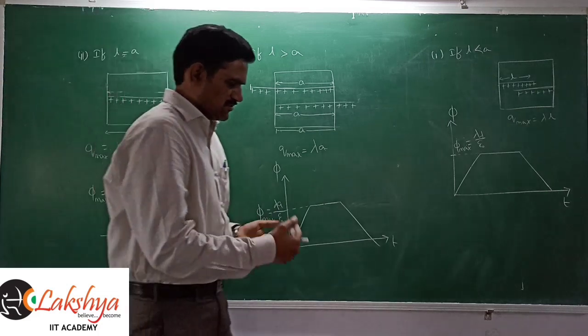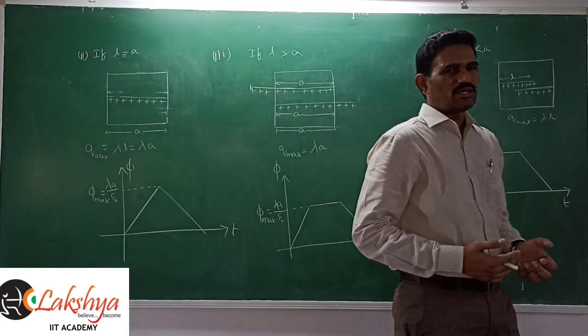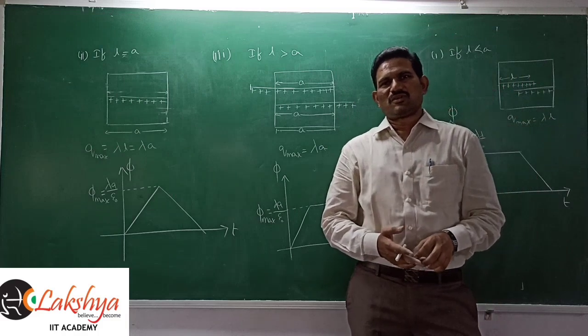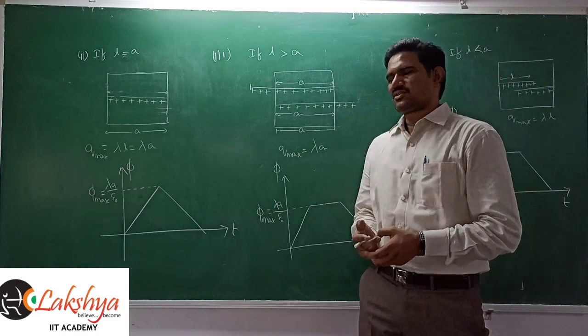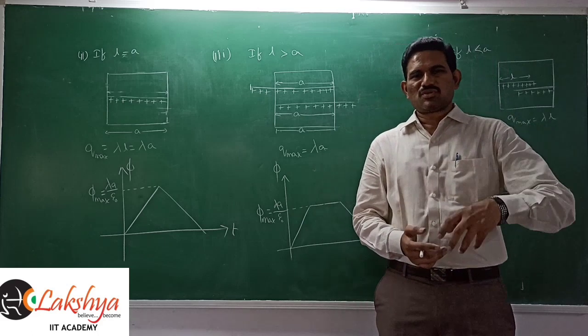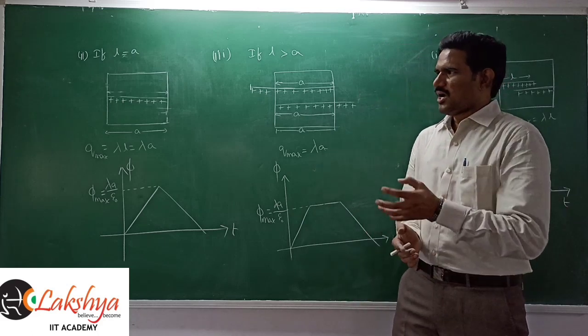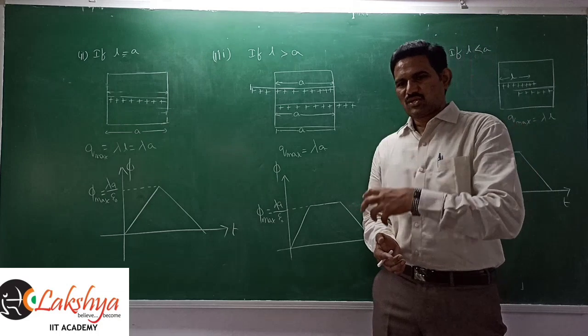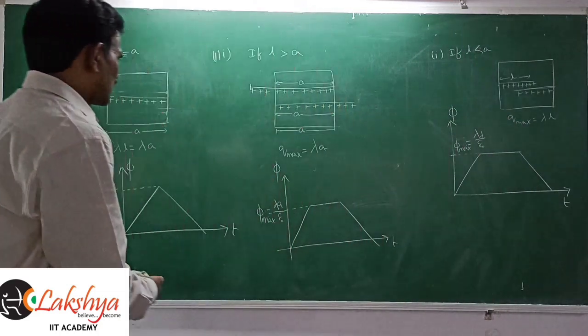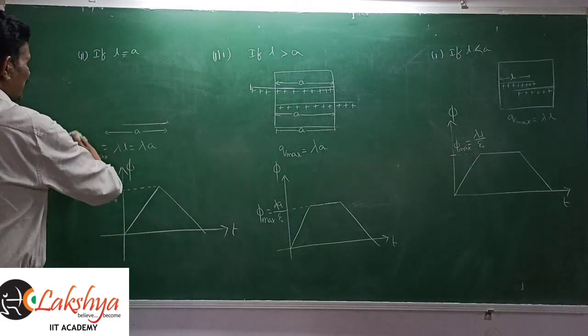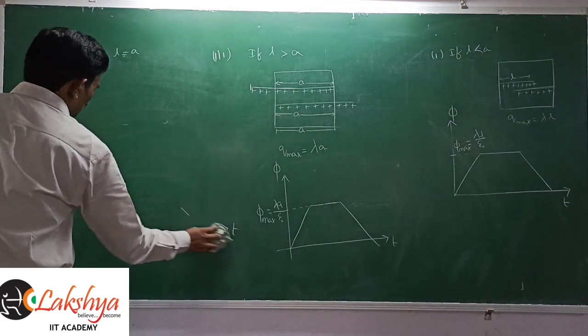So that means from all this you can simply understand that whenever you are writing the flux passing through a given surface, or what is the flux associated with the given surface, we just need to identify how much charge is enclosed inside this given surface. So from that you can easily write what is the flux passing through that.